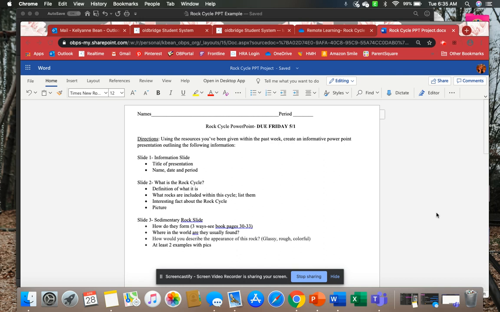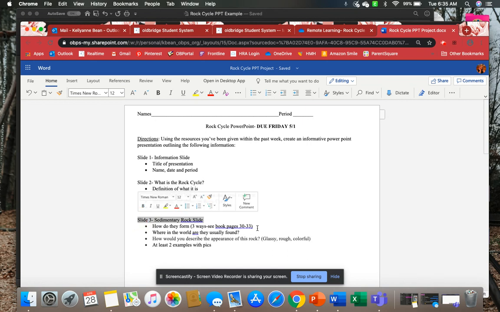It is April 28th. It is day 2 of your Rock Cycle PowerPoint project. So, your objective for today is that you have to now create slide 3 of your project. If we look right here, slide 3 of your project, you are going to be creating your sedimentary rock slide. There's a couple of pieces of important information that you do have to include: how they are formed, where in the world they are usually found, how you describe the appearance of those rocks, and at least 2 examples with pictures.